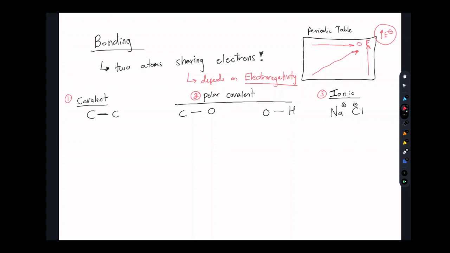A covalent bond is typically the case where two of the atoms that are bound are the same atom. So here we have a carbon-carbon bond. That means that they have the same electronegativity, and they're going to be a perfectly shared bond. Perfectly shared, right? Both are equally pulling. This tug-of-war game will never end.